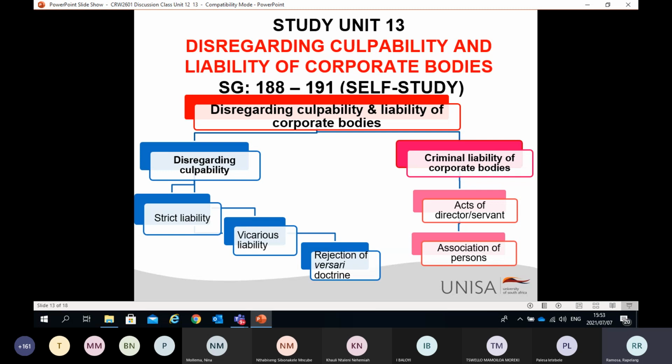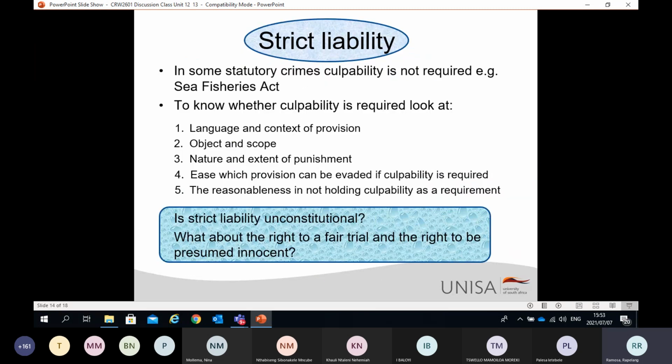Now, according to the principles of strict liability, what the court was required to determine in those times were the following principles: language and context of the provision, the object and the scope of the legislation, the nature and extent of punishment, the ease with which the provision can be evaded if culpability is required, and the reasonableness in not holding culpability as a requirement.